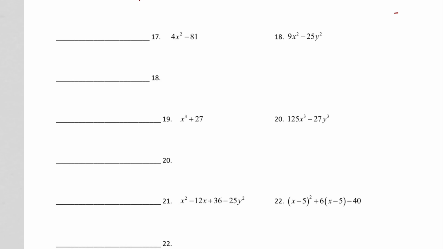This is the difference of two squares. This is 2x squared minus 9 squared. So we're going to end up with conjugate pairs: 2x plus 9 times 2x minus 9.